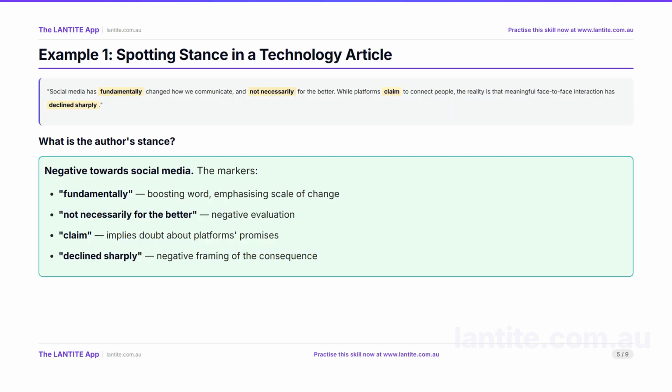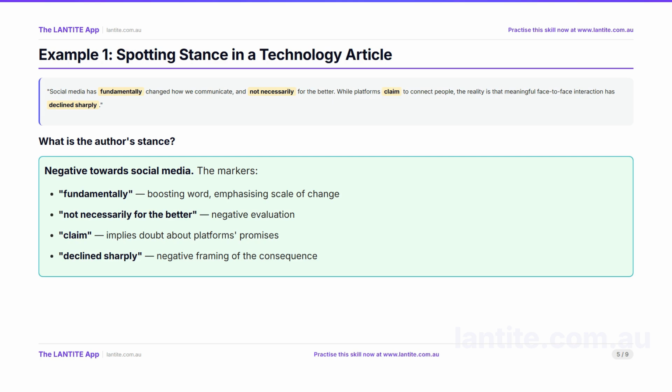Let us look at a real example. This passage is about social media. The author says it has fundamentally changed how we communicate, and not necessarily for the better. Platforms claim to connect people, but face-to-face interaction has declined sharply. What is the stance? It is negative towards social media.